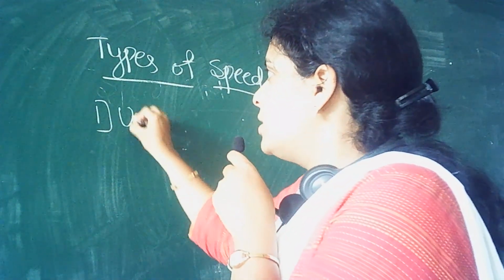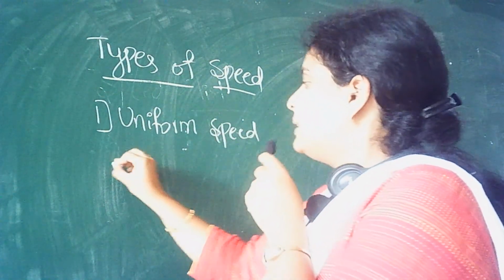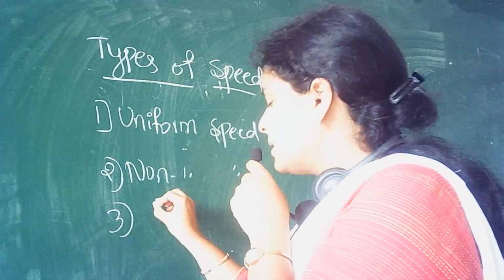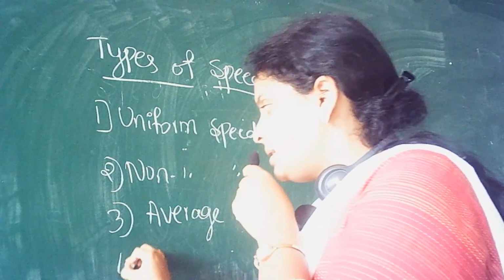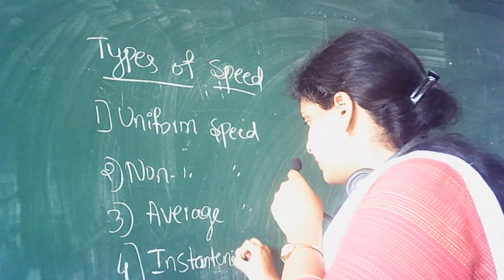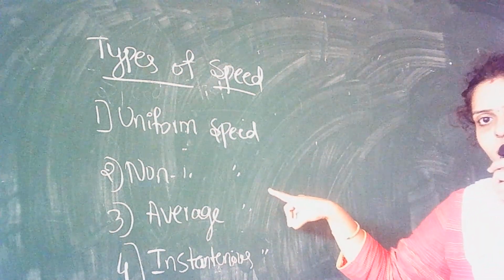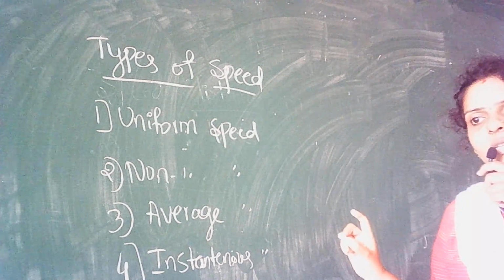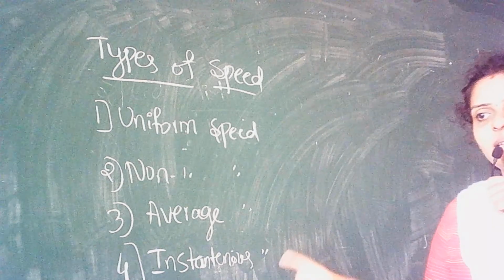The first one is uniform speed. Then the second one is non-uniform speed. Then the third one is average speed. Then the fourth one is instantaneous speed. So we have four types of speed: uniform speed, non-uniform speed, average speed and instantaneous speed. Let us see one by one what is the meaning of each.